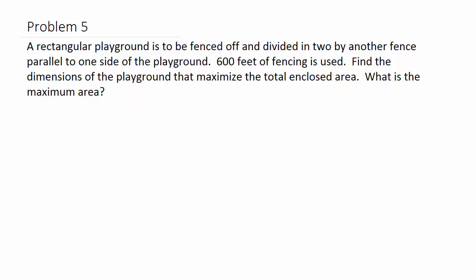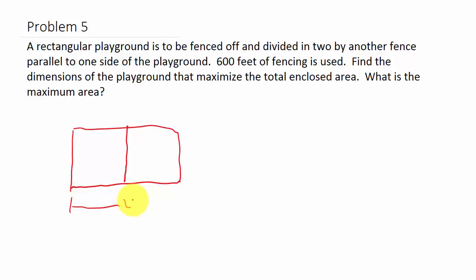Alright, so let's draw us a rectangular playground. Okay, so there's our rectangular playground, and then it's divided in two by another fence parallel to one side. So we'll draw a side there that's parallel to this and this. Now let's label this. We'll label this side X, and this Y. And so that would mean this is X also, and this is Y, and this is Y.